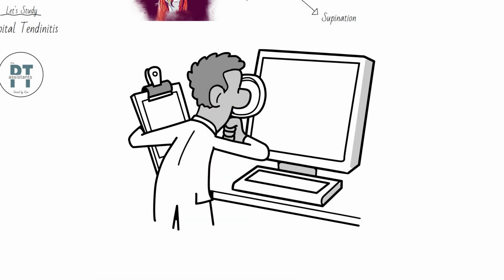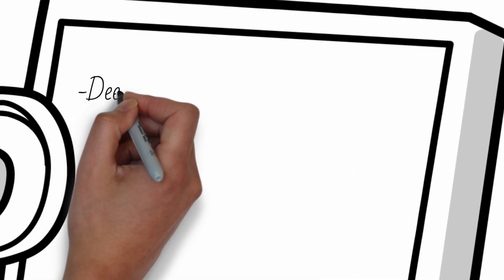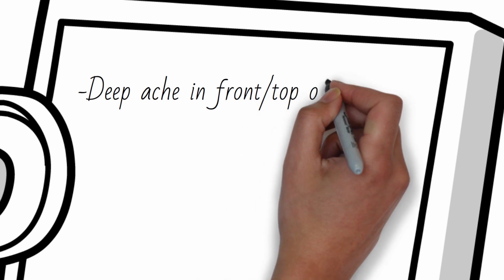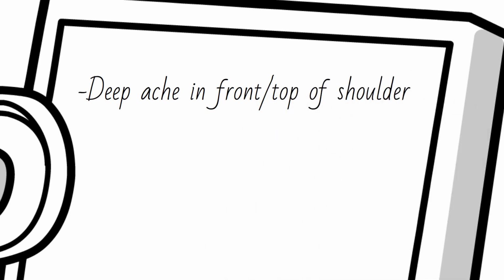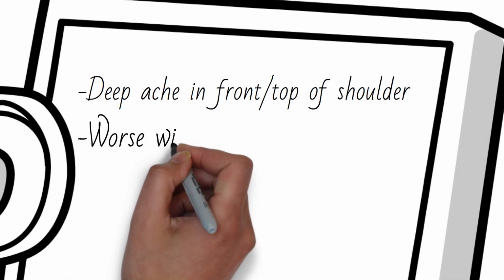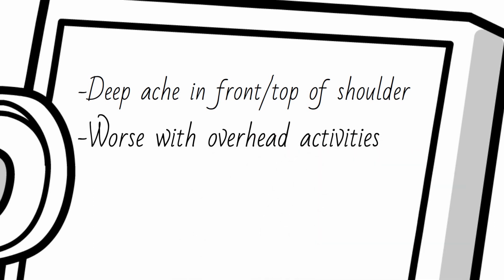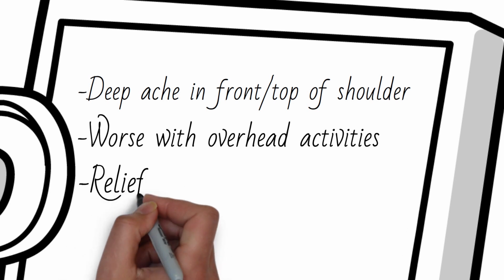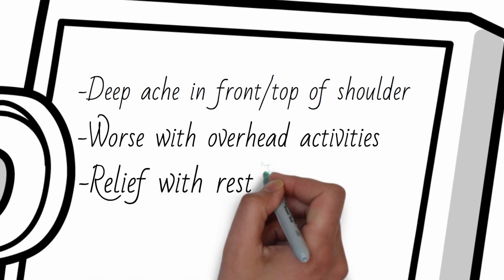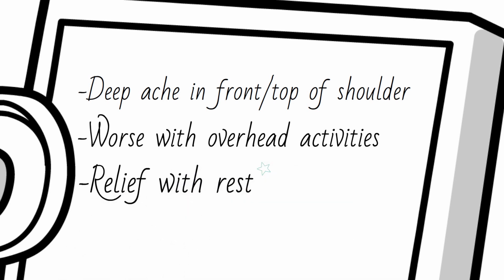So let's say this patient arrives to your clinic. How will they present? Typically, patients with bicipital tendinitis will have that deep ache directly in front or on top of their shoulder. Activities such as lifting objects overhead, as this activates the biceps, may make their symptoms worse. Patients will typically find relief with rest. We're going to keep that in mind a little later when it comes to interventions.